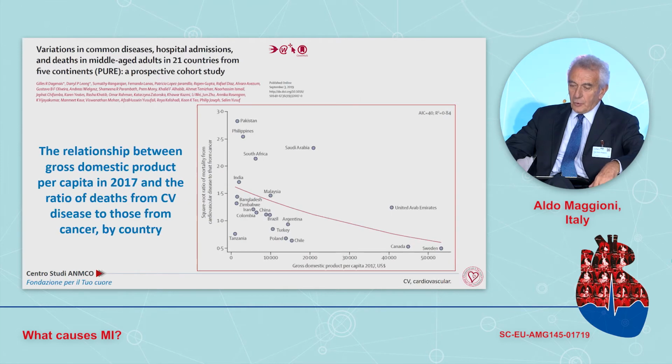So these authors also put in relationship the gross domestic product of the different countries participating in the study and the ratio between deaths from cardiovascular causes and deaths from cancer. And as you can see, there is a clear relationship between the gross domestic product and the ratio between cardiovascular disease and cancer.